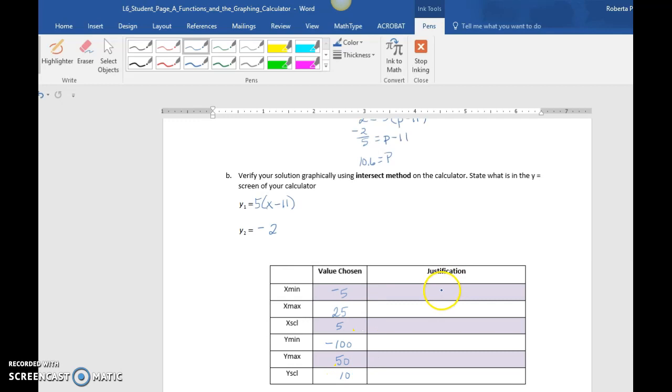And then this part for the justification is just telling us, why are you picking -5? Why are you picking 25? Why is the count by 5? And so on and so forth. Just a short, quick justification about why those values were picked.